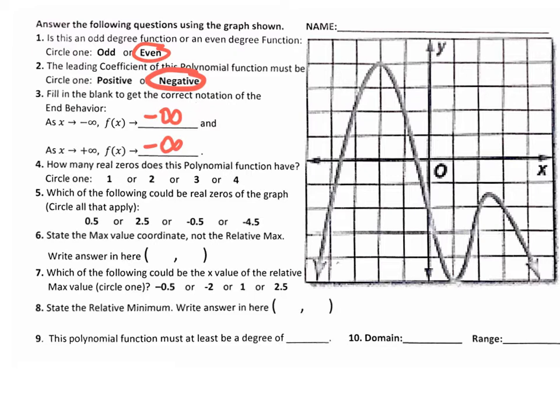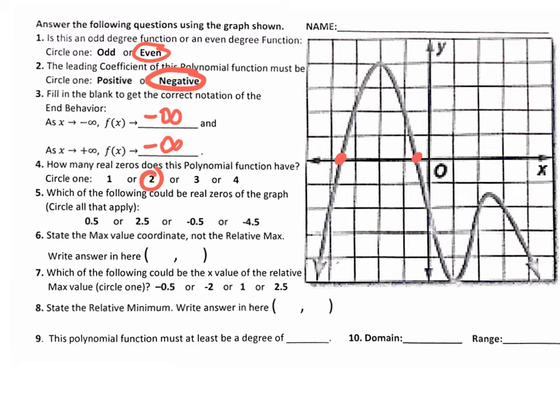Moving on. How many real zeros are there on this polynomial function? What the heck are real zeros? Answers, x-intercepts, roots, solutions, whatever you want to call them. So how many does it have? 2. 1 right here, 1 right there. 2 of them.